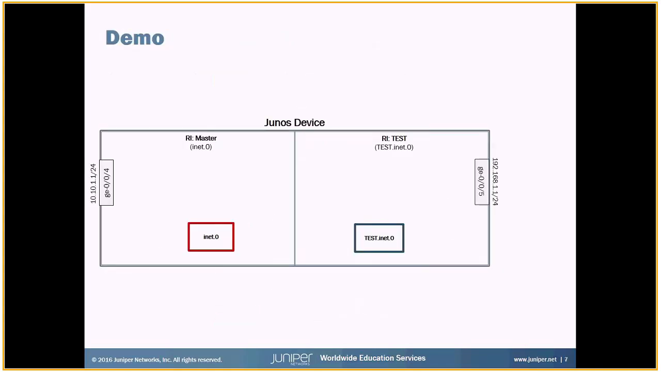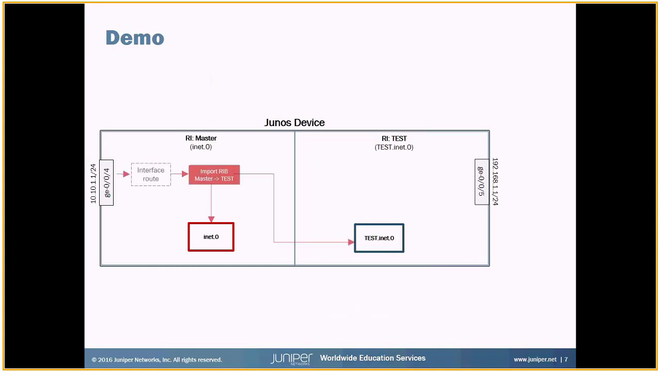All right, that takes us on to the demo here. Let's just set up what we're going to be working with. So we have our Junos device, and we have on the left side the master routing instance, the default routing instance. And on the right side, we've configured a routing instance called test. You can see the related routing tables there. We're going to be using the related inet.0 tables. Each instance has an interface configured and an IP address assigned. And with that, we're going to do the following.